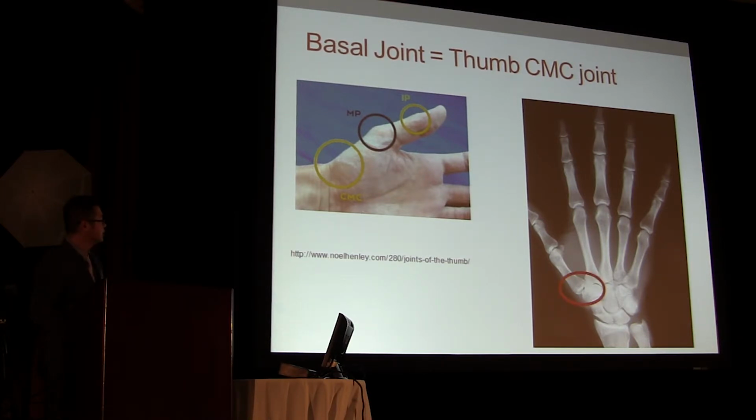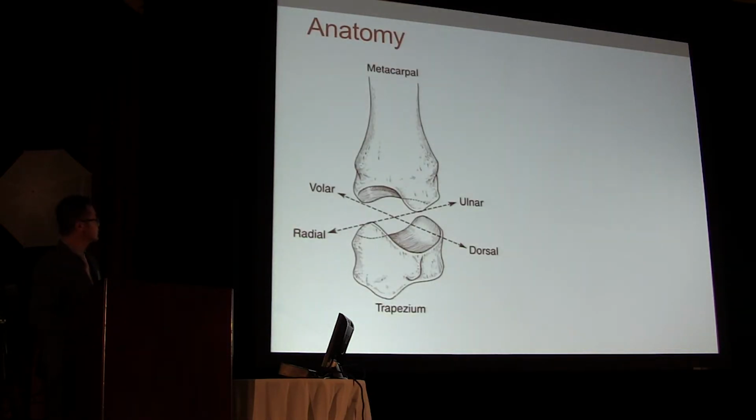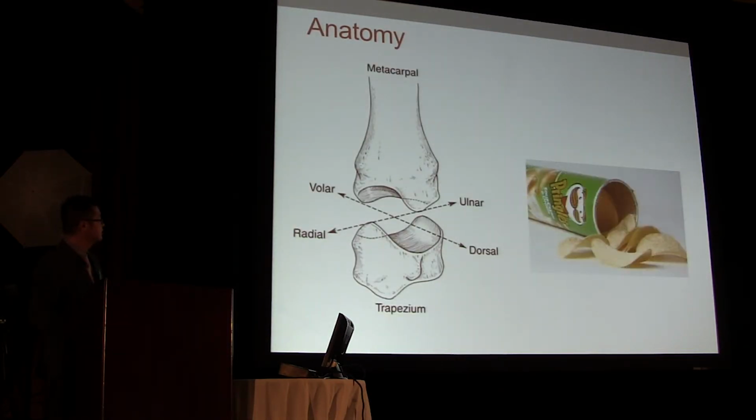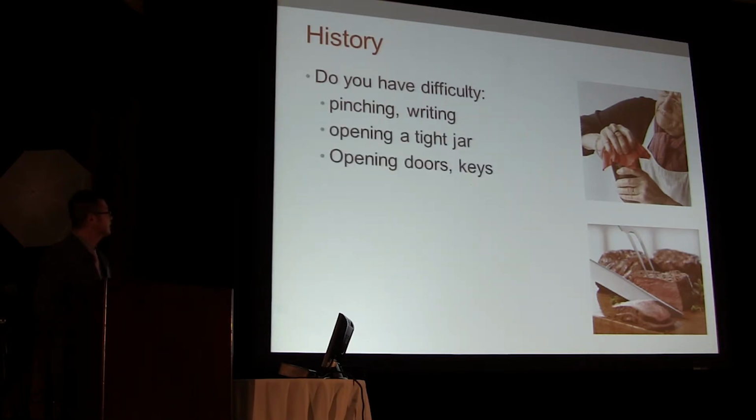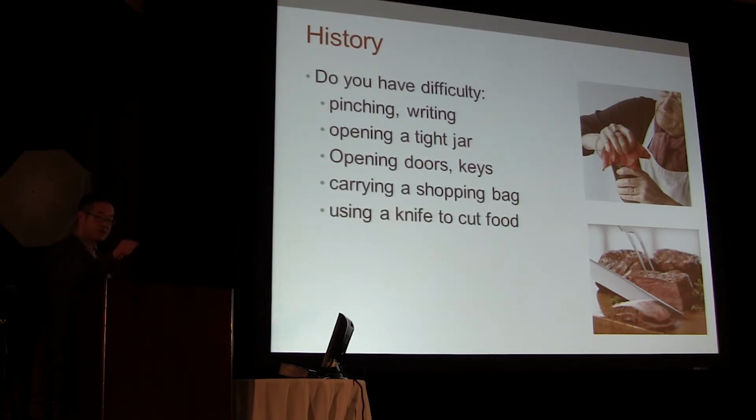And this is pretty common. The CMC joint is a saddle joint, looks like a Pringle. And this is how they present. These are classical complaints: I have pain when I pinch or write. I can't open a jar. I can't turn the key. Shopping bags hurt. When I pinch and I try to use a knife, it hurts.